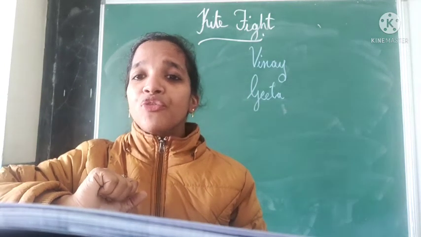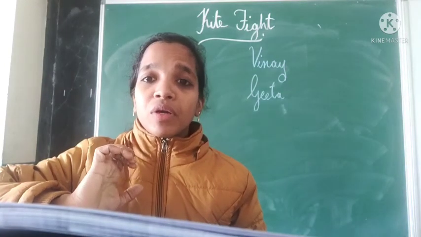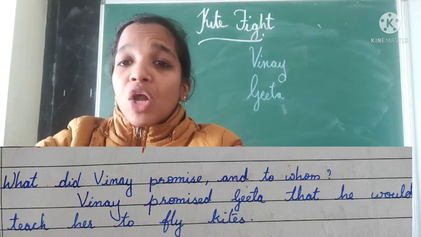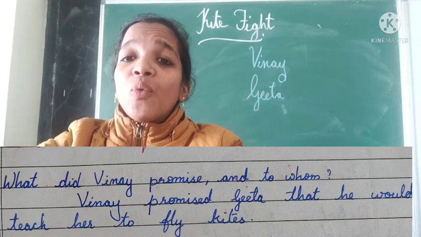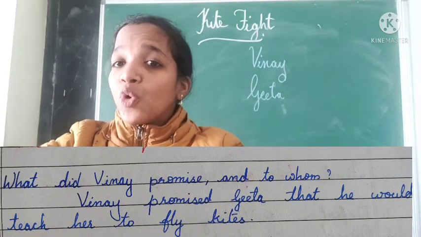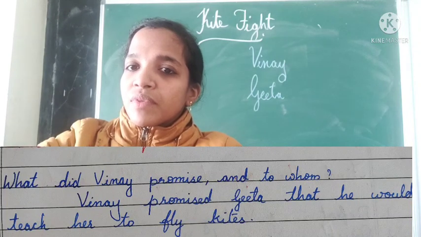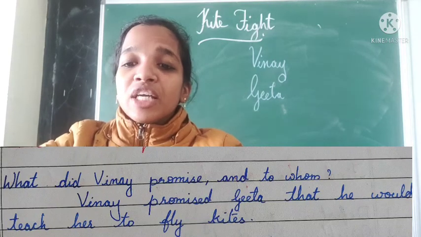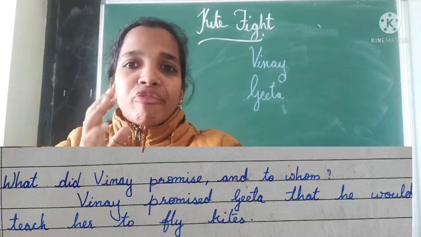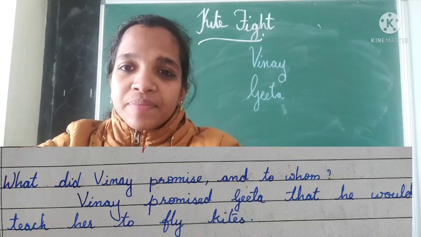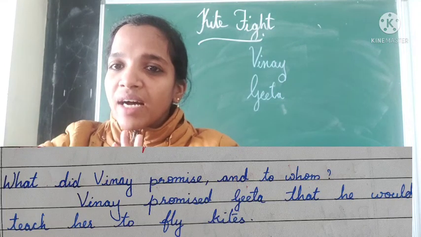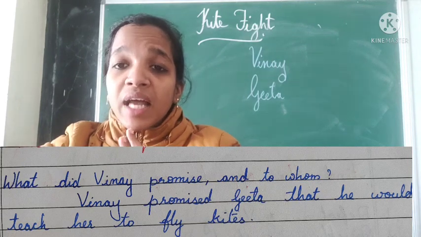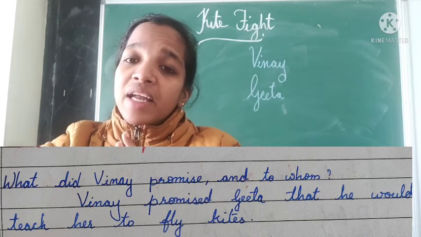Now all of you take your copy. Look at the question answers you have written. What is the first question? What did Vinay promise? And to whom? Vinay promised Geeta he would teach her to fly kites. To whom did Vinay promise? To Geeta. What did he promise? He would teach her to fly kites.